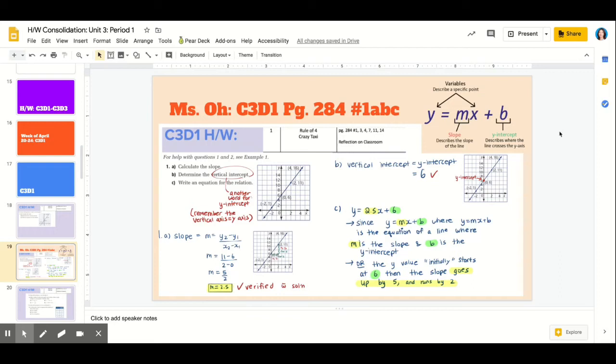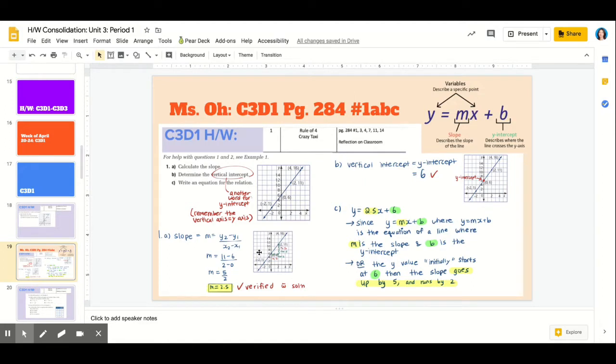So for cycle 3, day 1, homework question 1, you're asked to find the slope, the vertical intercept, and then the equation for the relation. So to start, you would try to find the slope. One way, you can look at the graph, and you notice that you are going right by 2, so run by 2, and rise of 5. So that's one way of finding the slope.